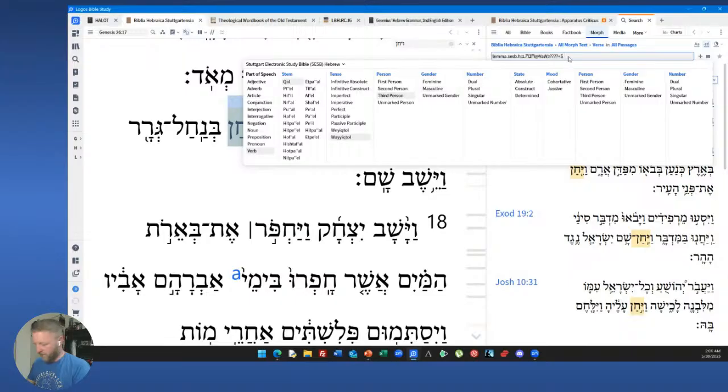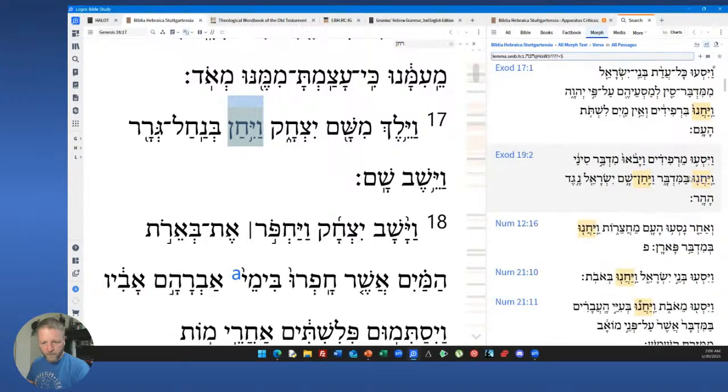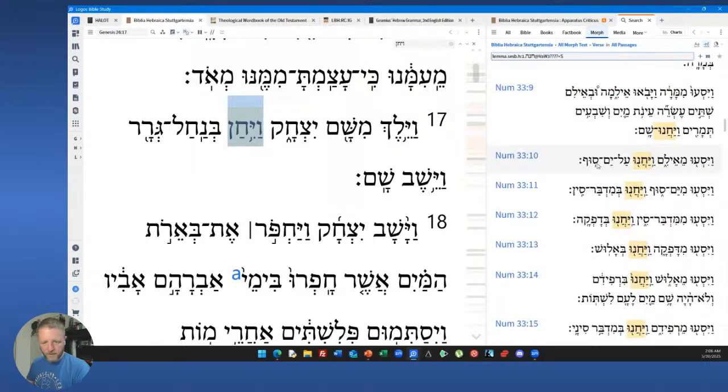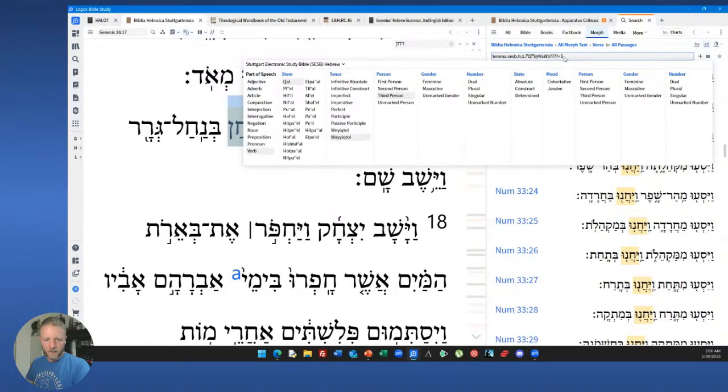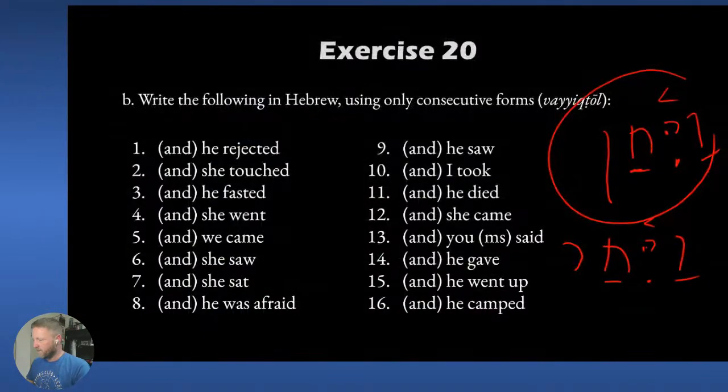It can give us the plurals as well. Vayachanu, vayichan, vayachanu, and if there were feminines, it would give them to us. But that's how it works for search. You make sure you're using a morphologically tagged text, and then you can search it like that. Okay, that's the end of that.